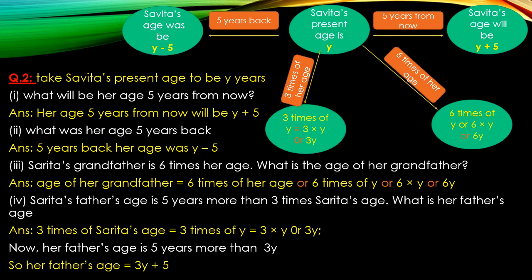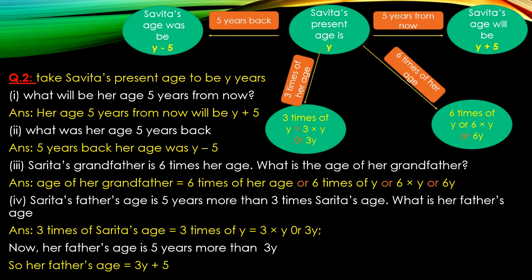Fourth, Savita's father's age is 5 years more than 3 times Savita's age. What is her father's age? Now 3 times Savita's age is 3 times Y, or 3Y. Now her father's age is 5 years more than 3Y. So her father's age will be 3Y plus 5.